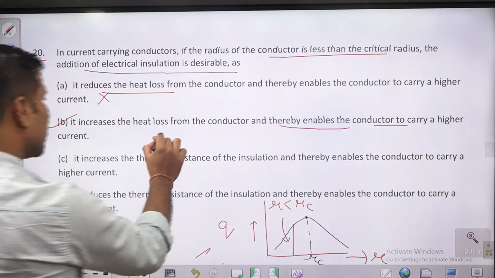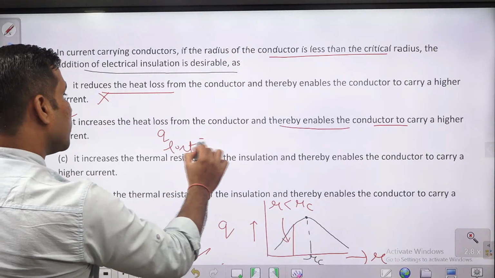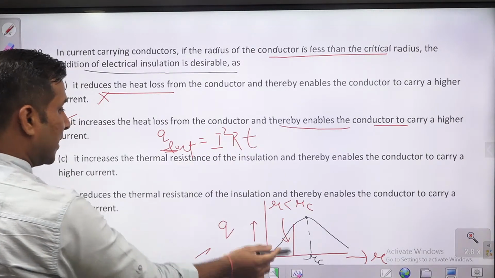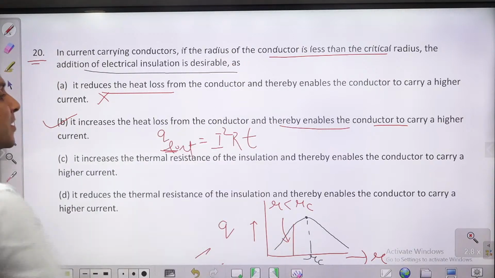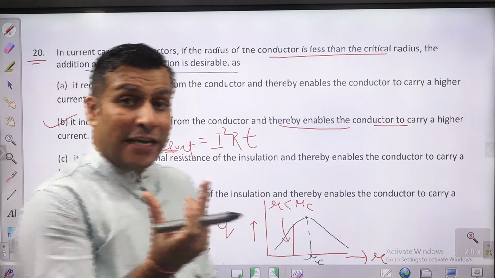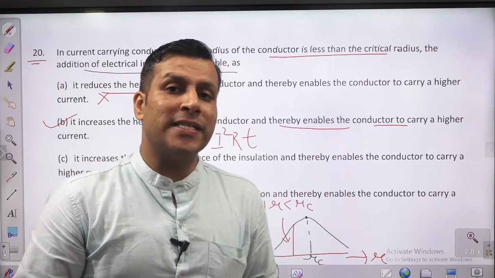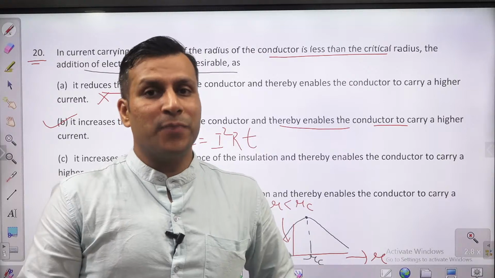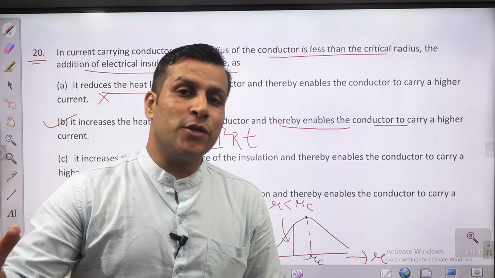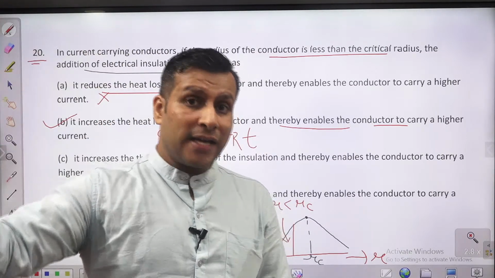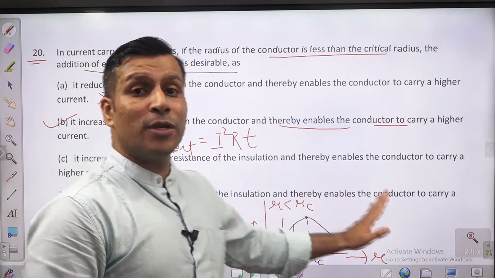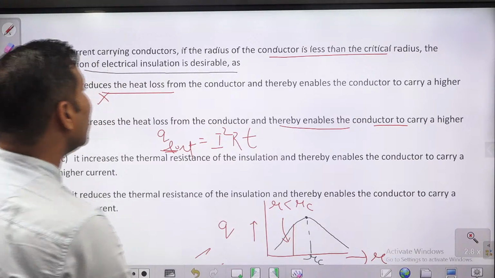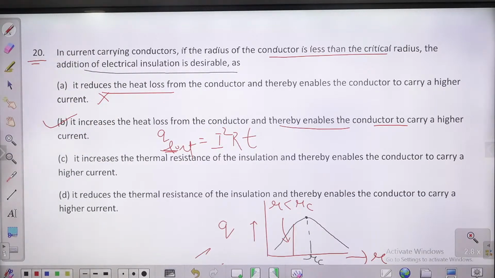Yes, you know guys, Q lost is equal to I square R T. So if the heat lost from the material is sufficient, its current carrying capacity is going to increase. If heat lost is less, it means there is some accumulation of heat, and then the wire is going to melt. So to keep the wire safe, you need to supply less current. So if you increase the current carrying capacity of a wire, then heat loss is required to be higher, so that there is less accumulation of heat. So we want more heat transfer, so that its current carrying capacity will increase. Option B is the right answer.